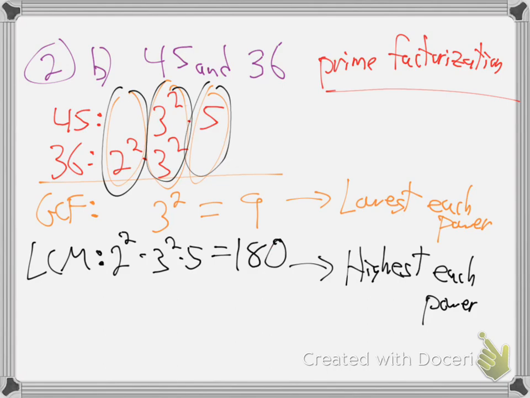Yeah. 180. 20 times 9. Yeah, 180. Is that making sense? On that, I took the highest of each power because it's bigger than them, right? It's got to be able to contain either one of them. All right. So we're just getting going on LCM and GCD.